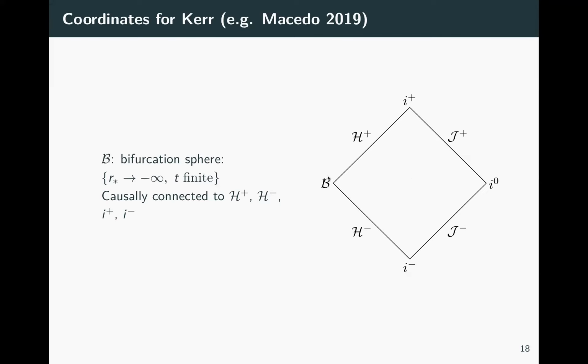Similarly, for what's called the bifurcation sphere, not always discussed as much, it's this place here in the diagram, which is at r star equals minus infinity, t equals constant. And again, it can only communicate along these lines here. You can't talk with anyone else in the spacetime. So B and I naught are kind of these funny points in your diagram, but you need them to complete the causal picture.